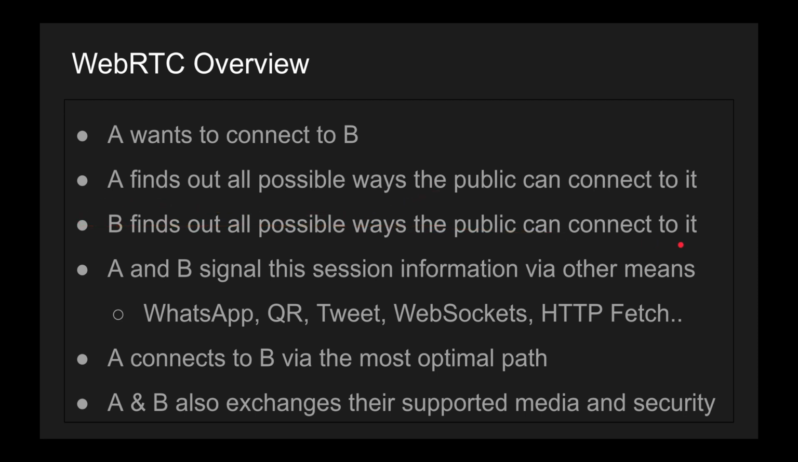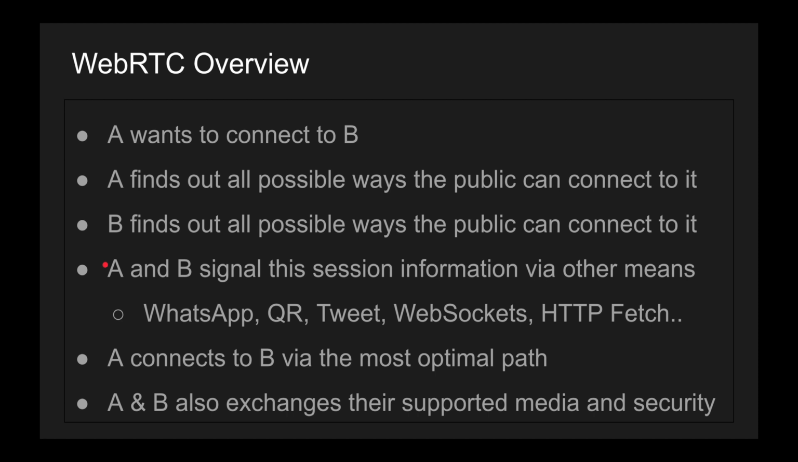B does the exact same thing. And they also do some more stuff. They ask, hey, this is the encryption I support. This is the security parameters I support. This is the video compression I support. So it starts collecting information. Remember, it didn't send it to the other party yet. It just collects a lot of information, and it creates what we call an offer.